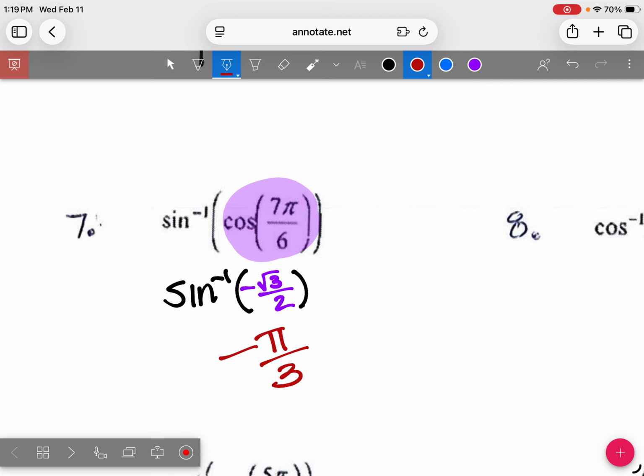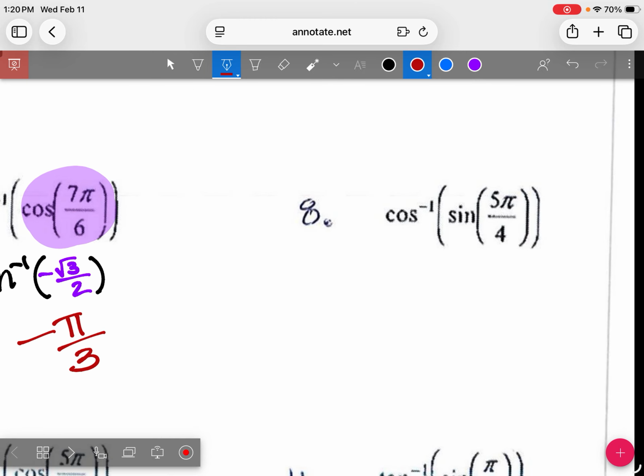Okay, let's look at number 8. First, we're going to answer the question in the middle. Go ahead, look at your unit circle. Find the sine of 5 pi over 4. So Janaya, what's the sine of 5 pi over 4? Yep, negative root 2 over 2.